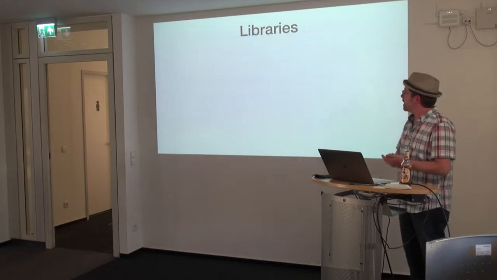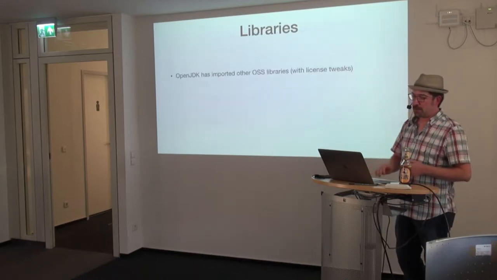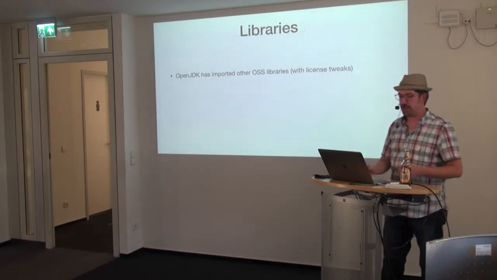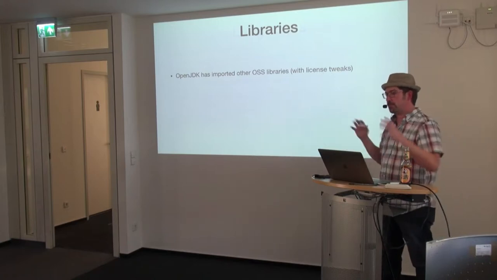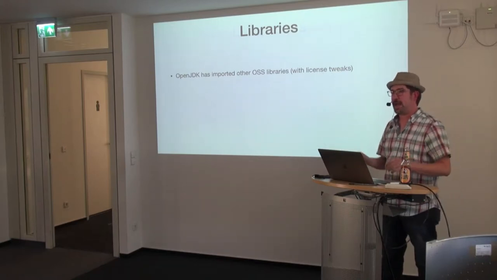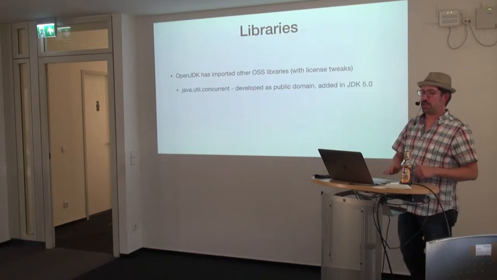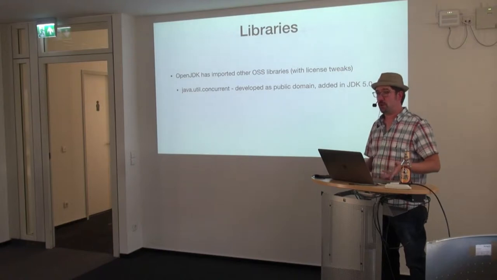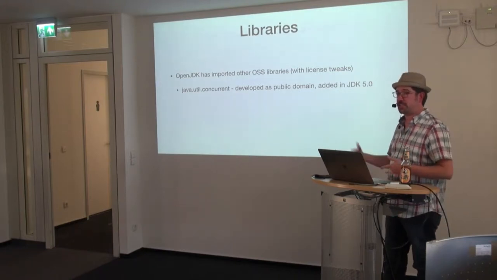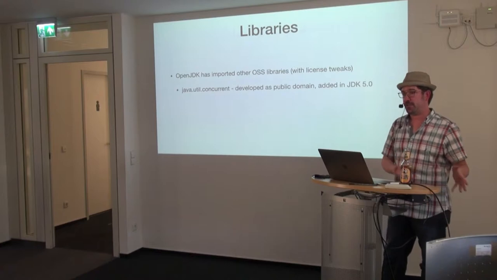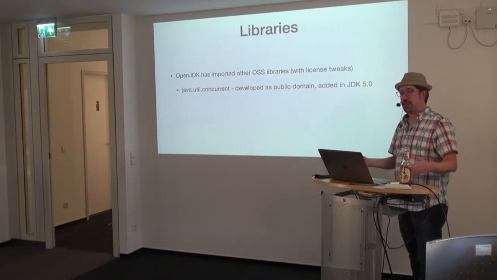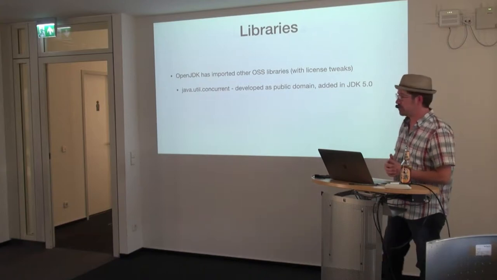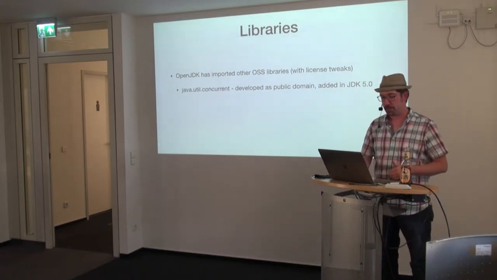So what about some libraries that we've managed to get out of this and pull in? Because OpenJDK now has a more friendly license for incorporating other open source projects, they've been able to pull from the community to fill in gaps in the Java platform. Java Util Concurrent, which was added in Java 5, was originally developed as public domain work. And it's still out there, still being maintained as a public domain library separate from the JVM. But obviously, being public domain, it was very easy to pull in. It became part of Java, and now we have the concurrent collections library that we all depend on constantly.